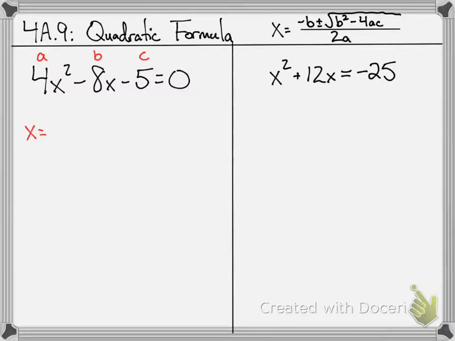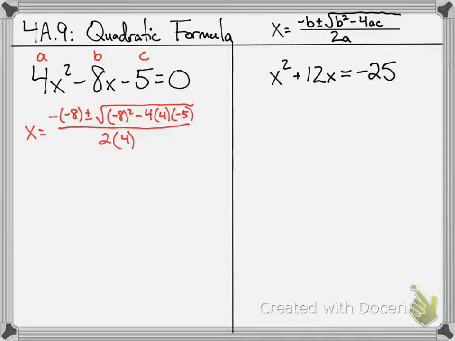When you substitute, I highly recommend putting everything in parentheses, especially your negative terms, just to make sure everything is correctly substituted. So we start with negative b, so it'll be negative 8 plus or minus big square root sign b squared, so negative 8 squared, minus 4 times a, which is 4, times c, which is negative 5, all over 2 times the a value, which is 4.